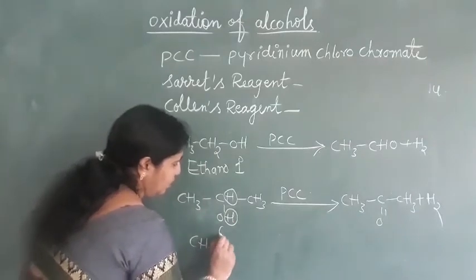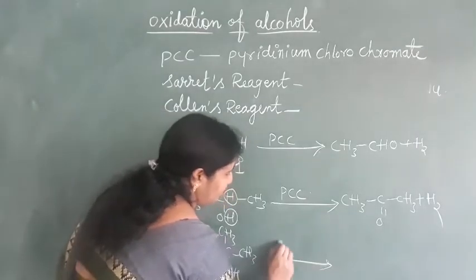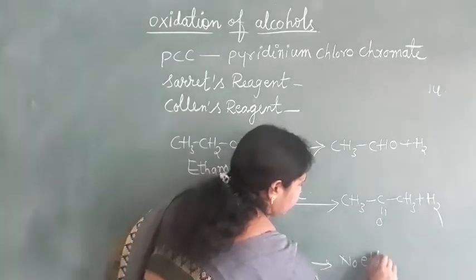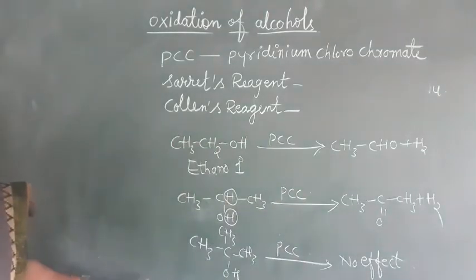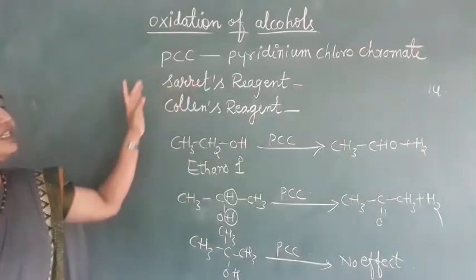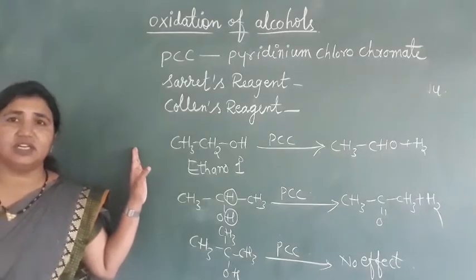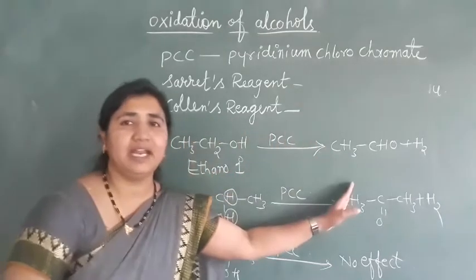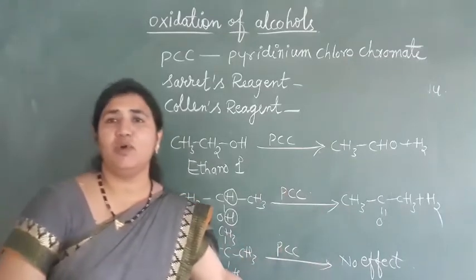Tertiary alcohol, no effect in the presence of this mild oxidizing agent. Sarett's reagent, Collins reagent, this PCC, these are all mild oxidizing agents. In the presence of these mild oxidizing agents, primary alcohols give aldehyde, secondary alcohols give ketone, and tertiary alcohols no effect.